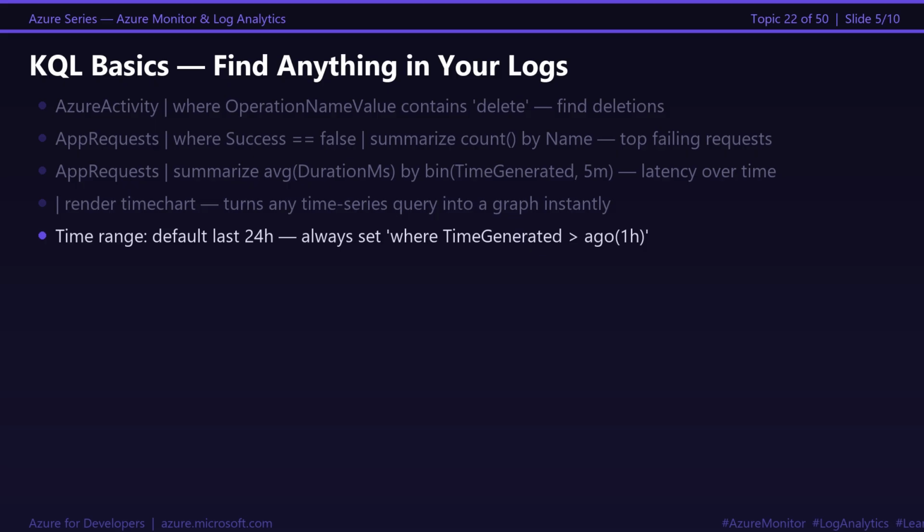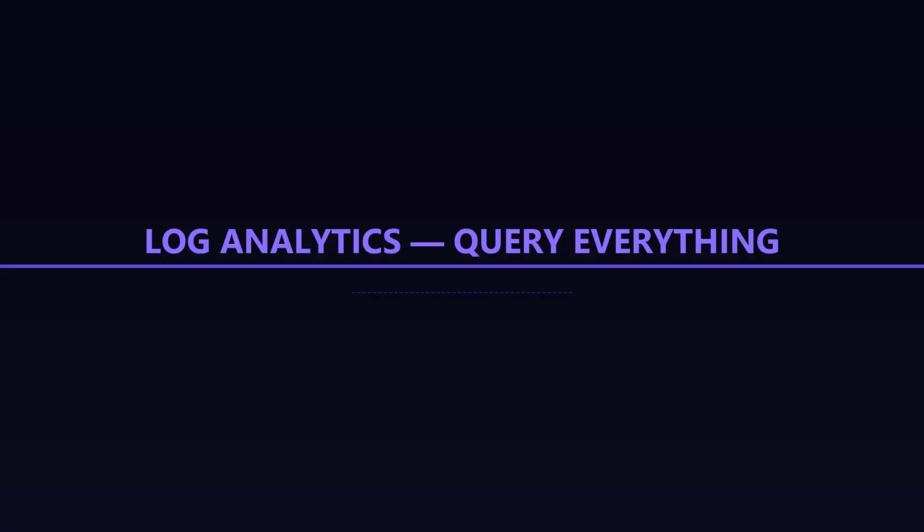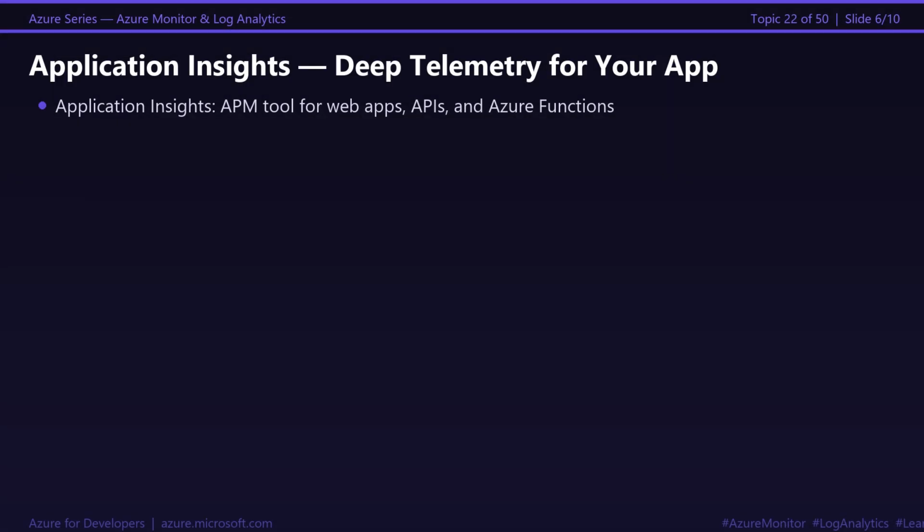Every HTTP request: URL, status code, duration, user. Every dependency call: database queries, external API calls, latency. Every unhandled exception with full stack trace. User sessions, page views, custom business events.